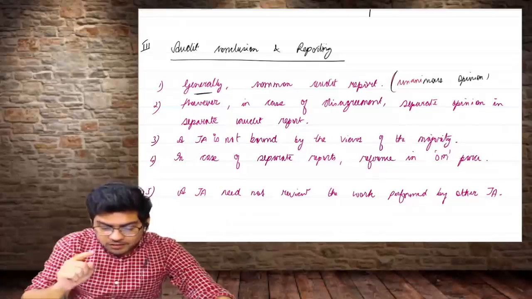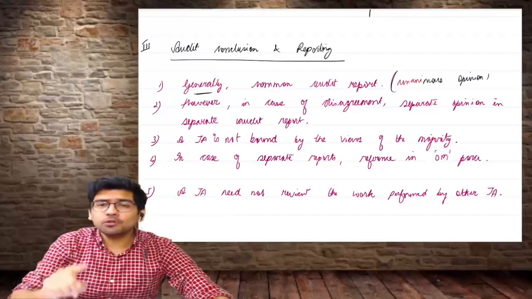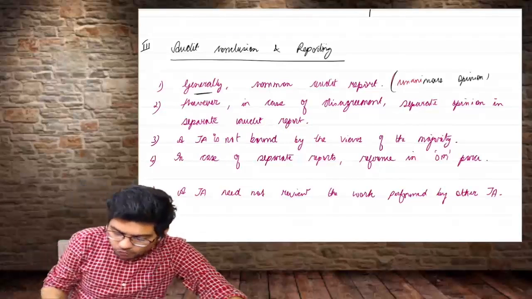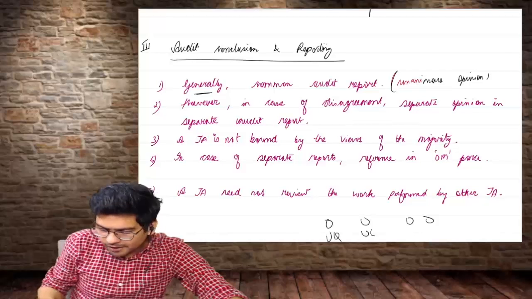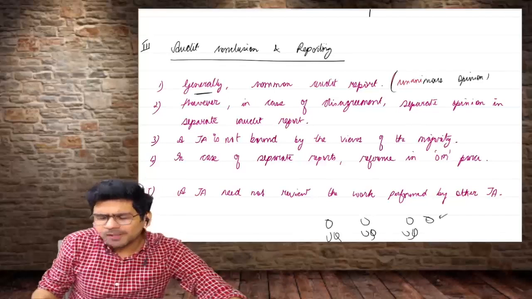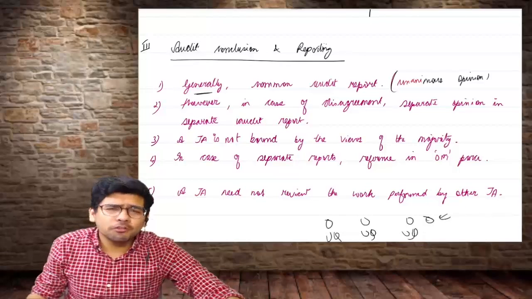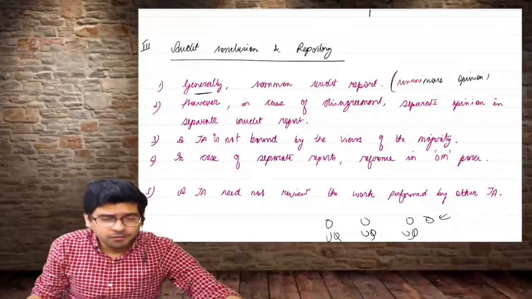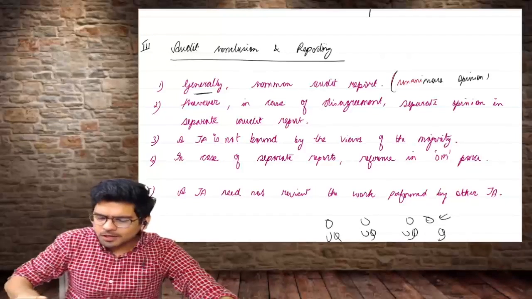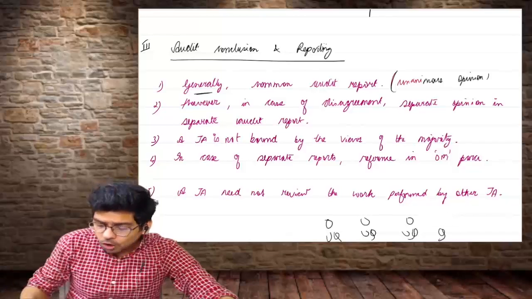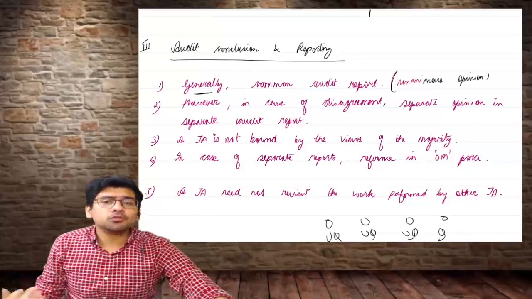Now, a joint auditor is not bound by the views of the majority. I told you that there are, let's say, 4 auditors, and 3 of them say unqualified. So he's not bound by their views. Again, there is a lot of professional judgment involved while we give our opinion and apply the procedures. So he may think of giving a qualified opinion, and he can very well go ahead with it. He is not bound by the opinion or views of the majority.